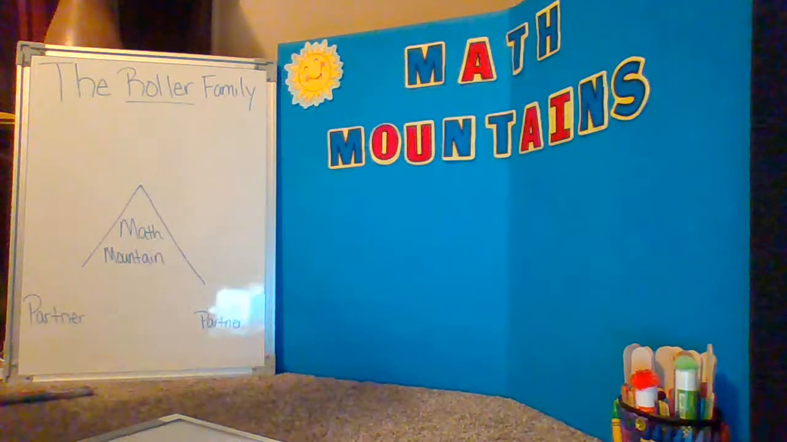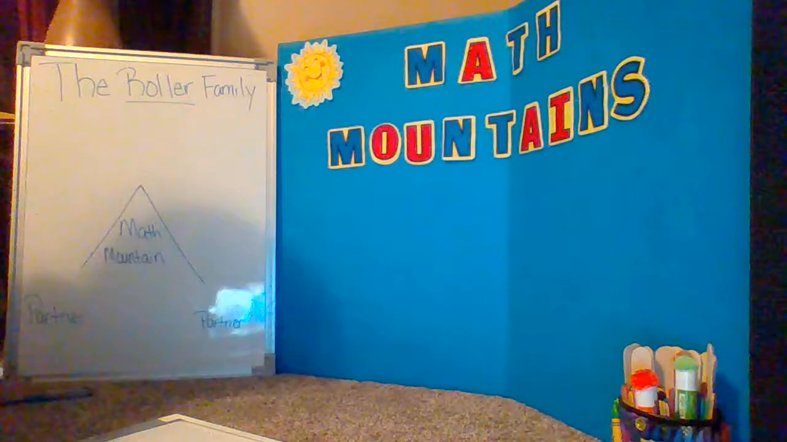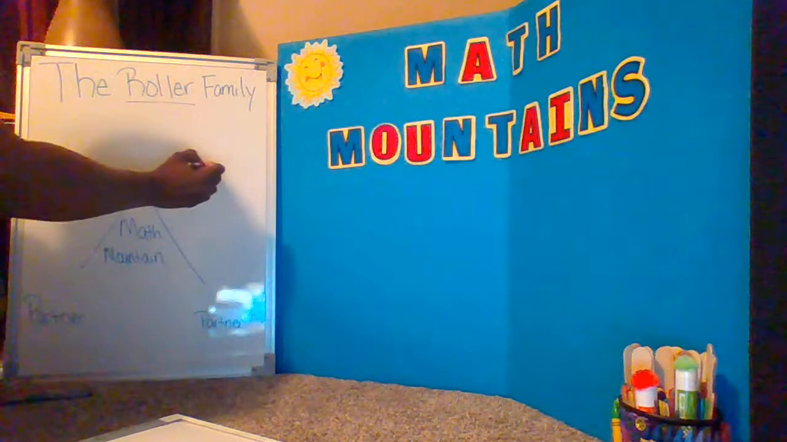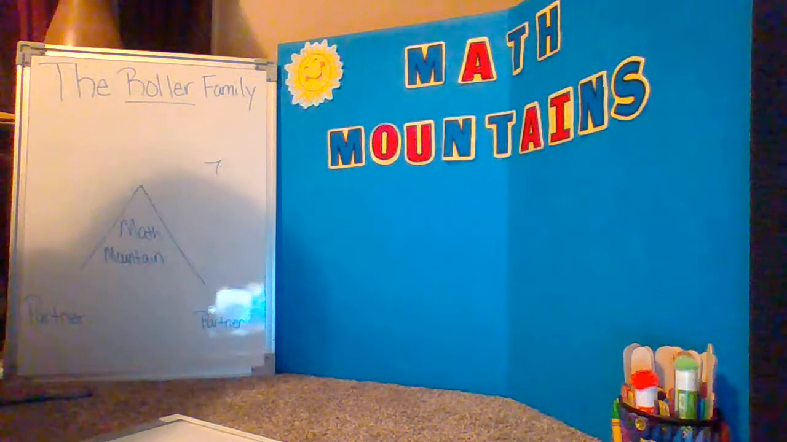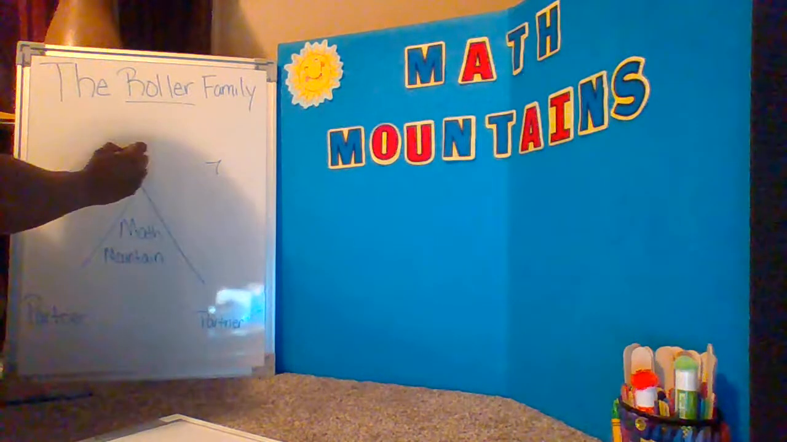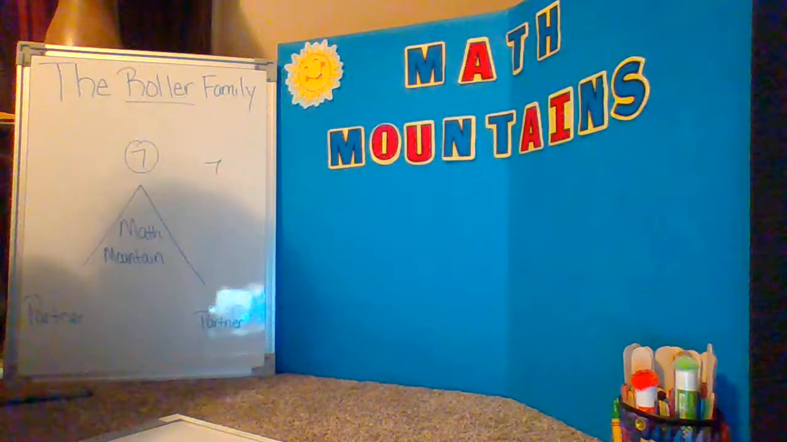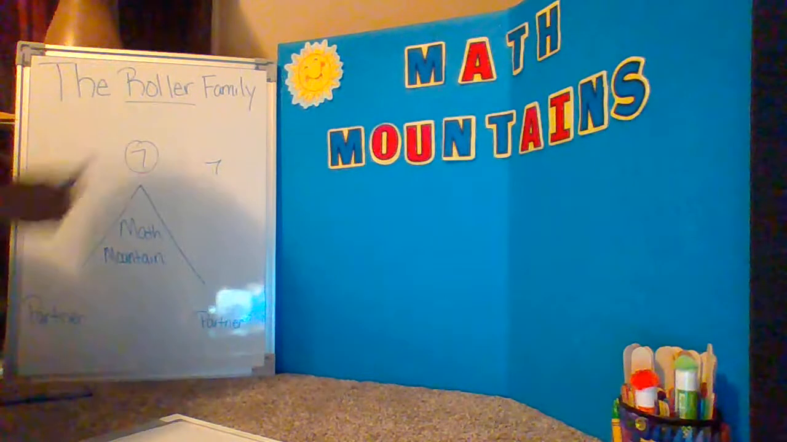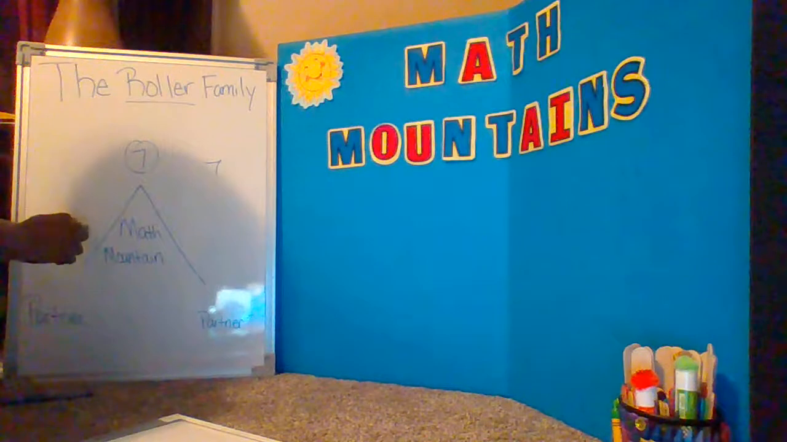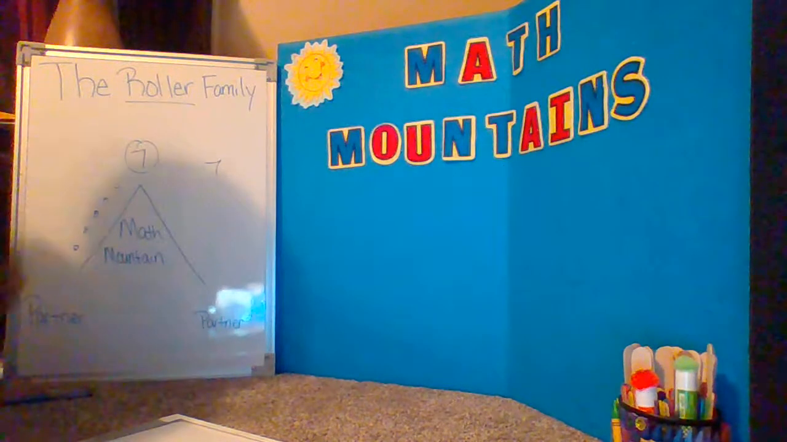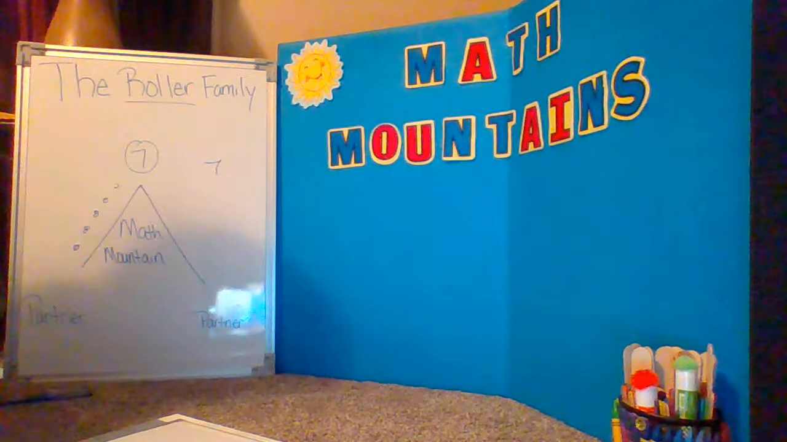So they start out sometimes in small numbers. So if we were starting out with the number, say, 7, okay? So we have 7 up here at the top of our mountain, and some of our roller families rode down the mountain, or rode up the mountain, and then some of them rode down the mountain.